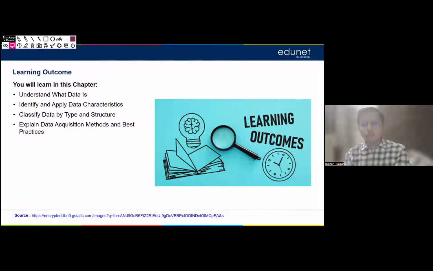So there are various types of data, something that is available on the internet, something that is available on our local systems, right? So those are types of data, and there are also multiple structures in which we can classify that. So we'll be going through that also today.